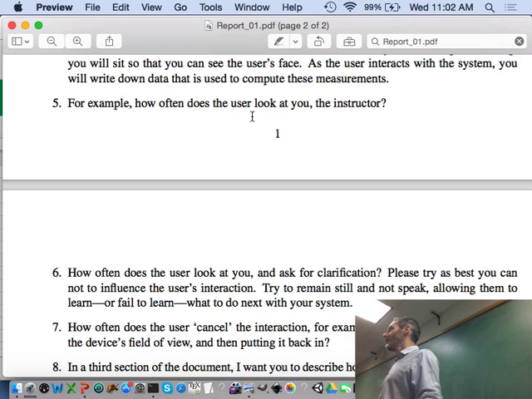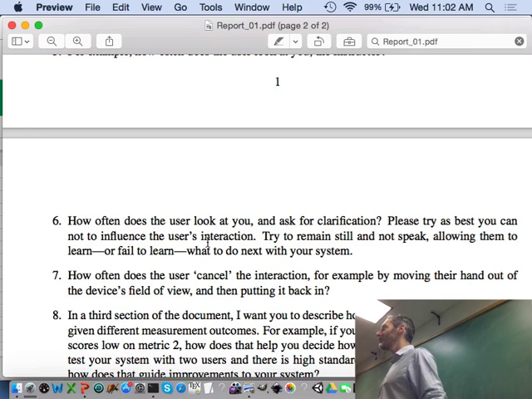So they don't know what they're supposed to do next. They look at you, and even just by looking at you, that's them non-verbally asking for some guidance. And again, hopefully, you should be able to do nothing more than look back at the screen, meaning the screen will tell you what to do, right? Do they look at you and ask for verbal clarification? I don't know what to do next. What am I supposed to do, right? How often does that happen? Just mark it down.